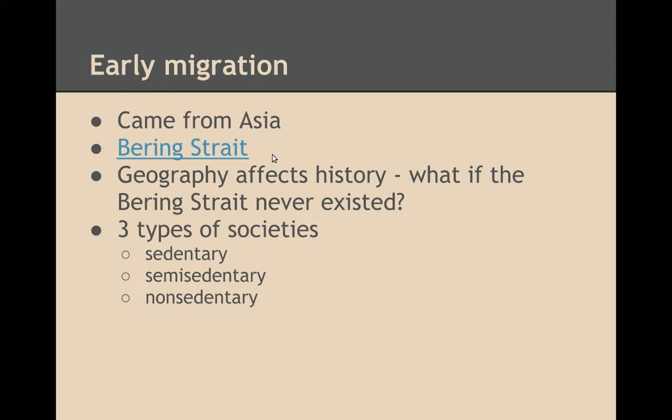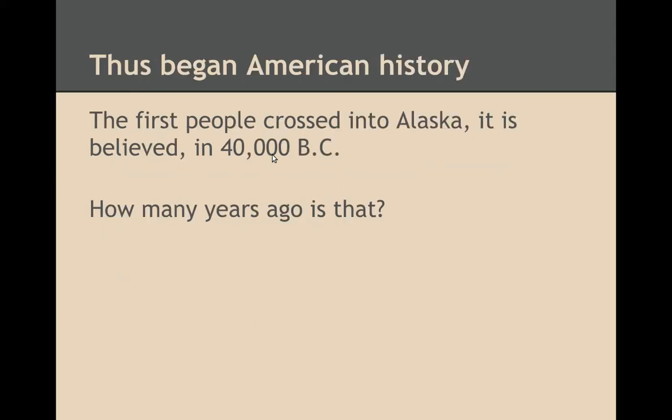So society, people moved over. I know this is very vague and kind of broad, but for our purposes it's going to have to do. So people came over this land bridge, and we'll talk about when. It was like 40,000 BC, and they formed three types of societies: a sedentary, a semi-sedentary, and a non-sedentary. And there's different kinds of each, and we can talk about them in a minute.